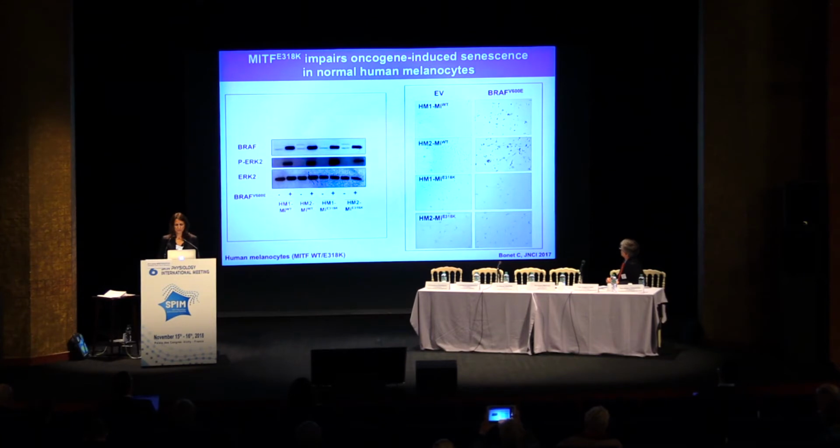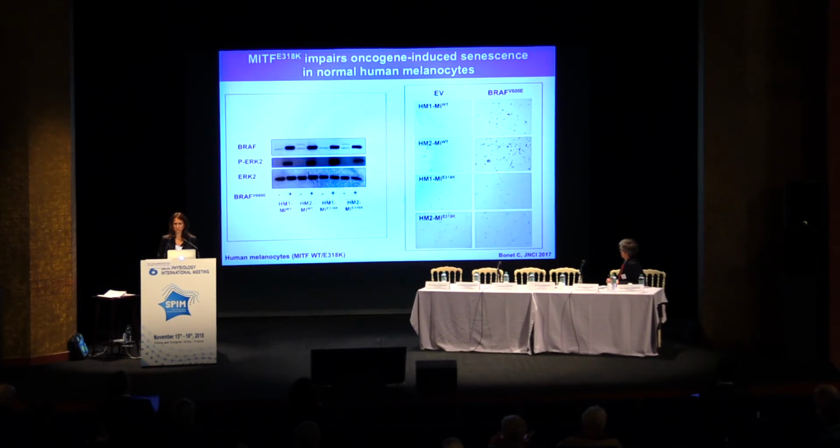So here, this is the hypothesis we tested. We used human normal melanocytes isolated from patients with a wild-type form of MITF and with a mutant form of MITF, in which we force the expression of the oncogenic form of BRAF. So you have here the expression of the oncogenic form of BRAF, which translated into a similar activation of ERK downstream.